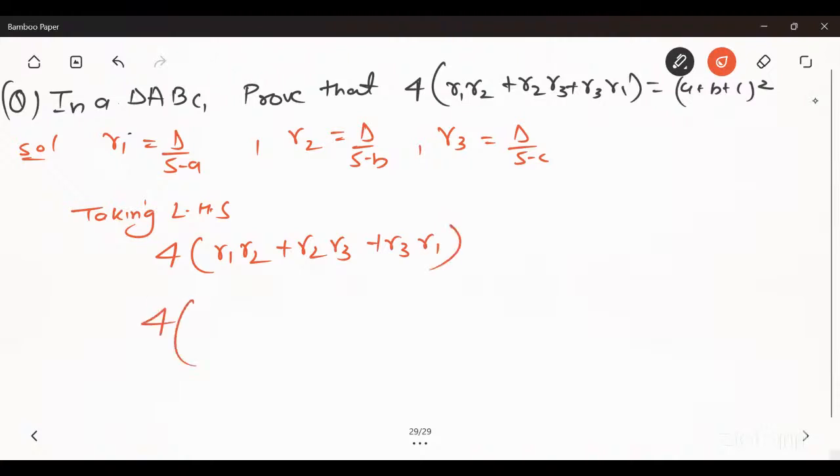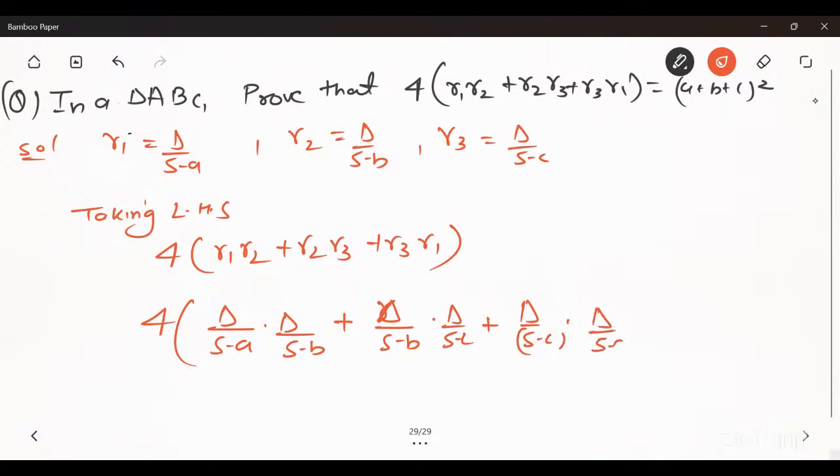4 times the value of R1, which is delta upon S minus A, and the value of R2, which is delta upon S minus B. Then the second term: R2 is delta upon S minus B and R3 is delta upon S minus C. In the third term, R3 is delta upon S minus C and R1 is delta upon S minus A. Now delta into delta, so take delta square common.